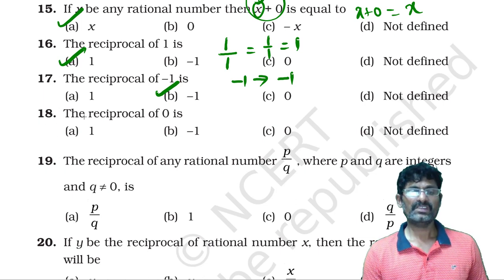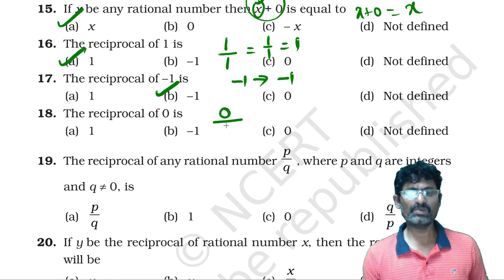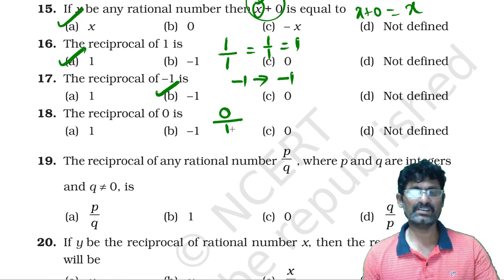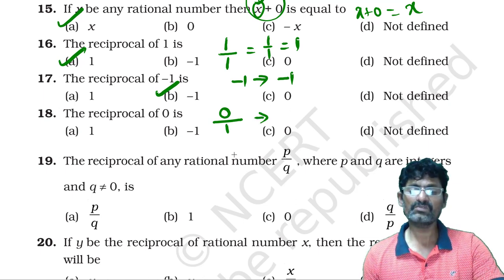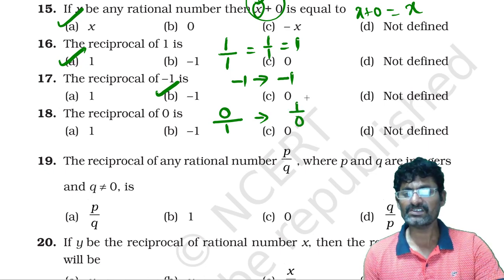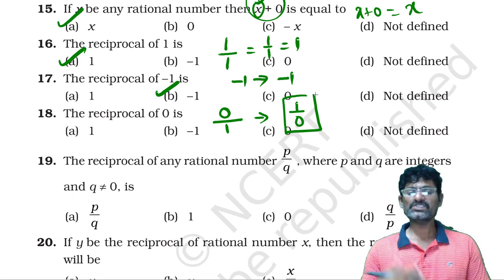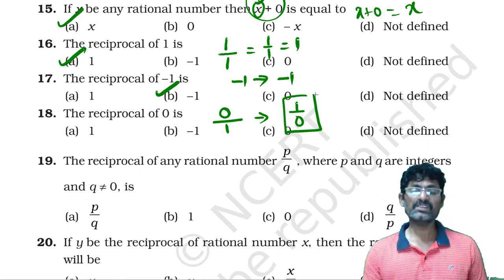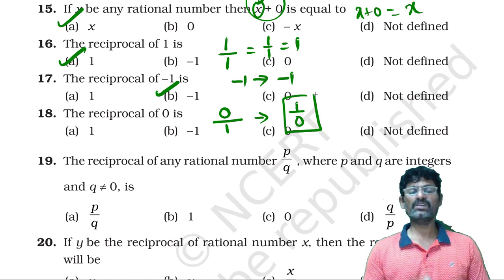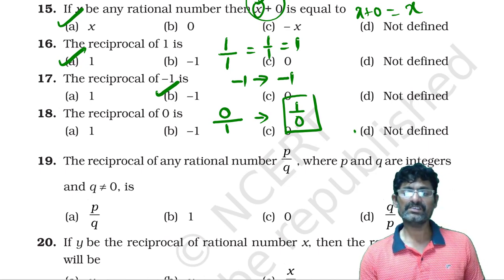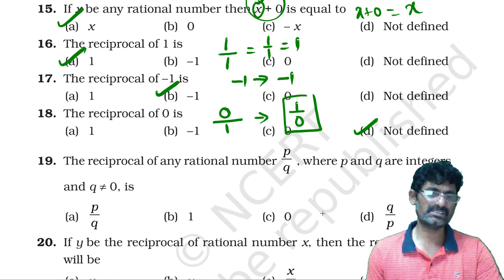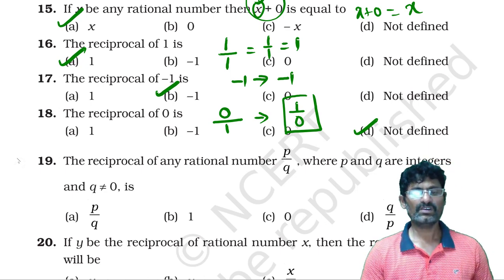Now the 18th problem. The reciprocal of 0 is. Suppose we take 0, 0 can be written as 0 by 1 or 0 by 2 or 0 by 3, like that. For 0 by 1, the reciprocal is 1 by 0. But 1 by 0 is an undefined value. Why? Because division by 0 is not possible. So the reciprocal of 0 is not defined. So option D is correct in this case. Now let us move on to the 19th problem.